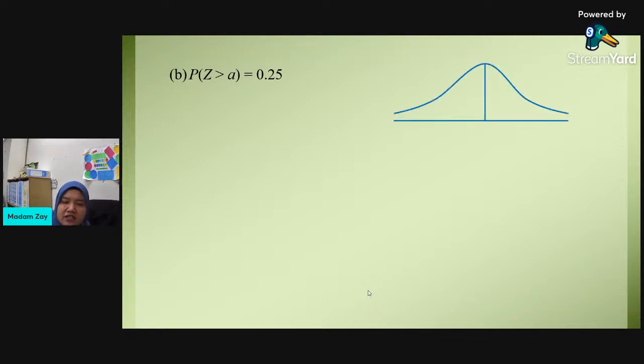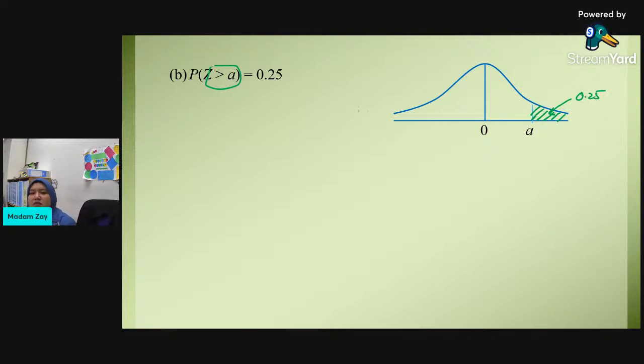So, we need to do trial and error here. Let's say this is our mean 0 and A. If we try the right side, the probability of Z more than A, where is the area? It should be on the right side of A, right? More than A. So, is it logical that this area is 0.25 probability?